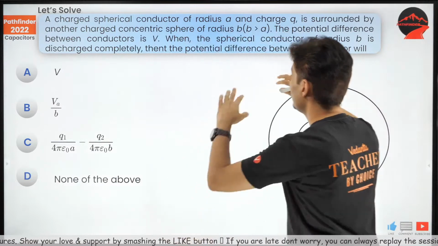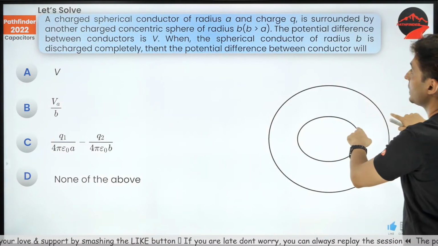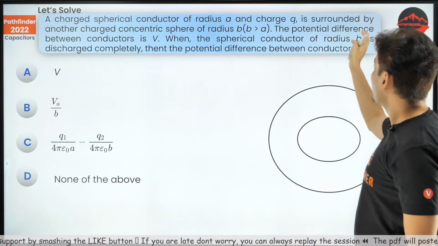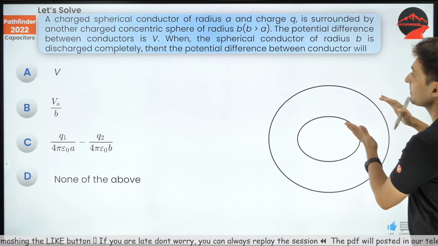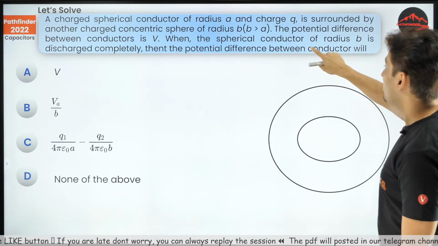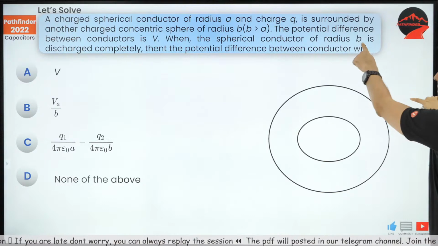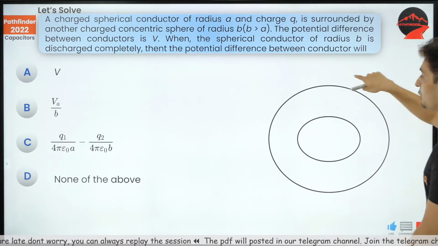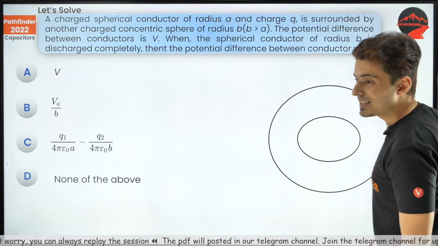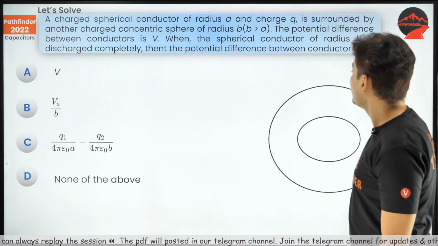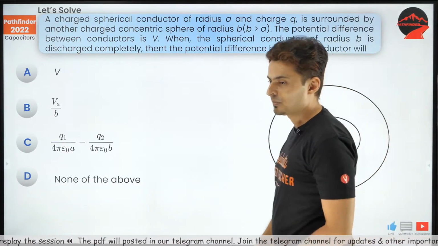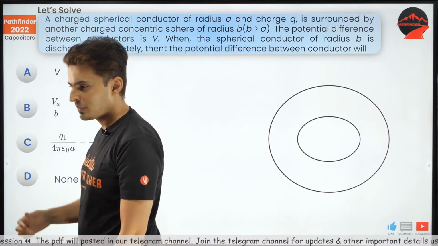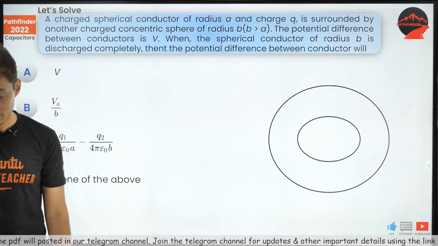There is a capacitor, charge Q, inner radius is A, outer radius is B. The potential difference between them is V. Now when the spherical conductor of radius B, the outer one, is discharged, what will be the new potential difference between them? This is a very interesting question. Let's see how many of you can do this.